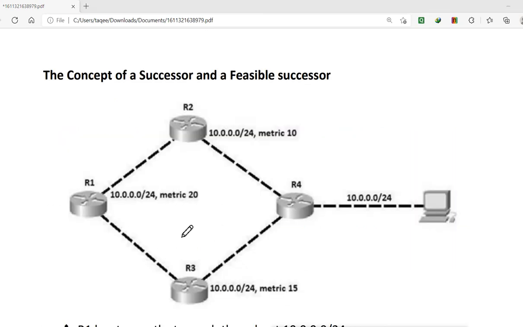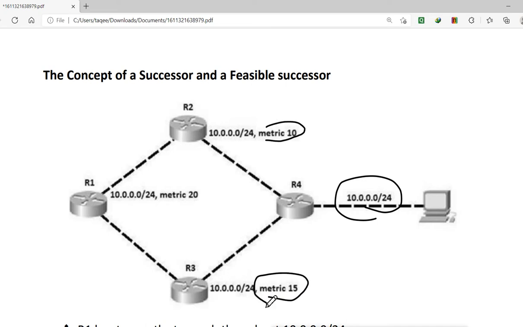So for example, in this design, we have multiple paths from router 1 to reach this network. We have two paths here. One is from router 2 and one is from router 3. From router 2 the metric is 10, and from router 3 the metric is 15. So what is the best path? The 10. This one is the best path, so this is the successor, and this one is the feasible successor. That is the second best, so it can be put as a backup in the topology table.